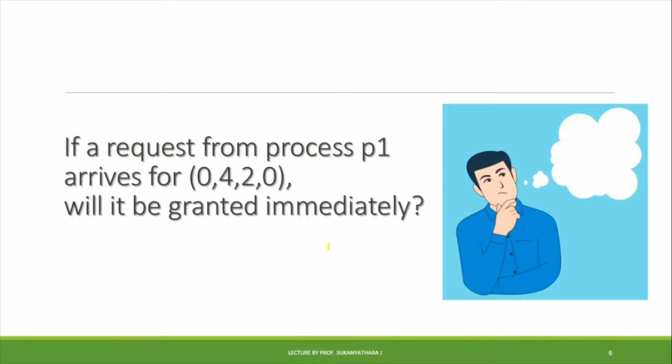We have already learned how to check whether the given state is safe. Now, let us assume that the process P1 is asking a few more resources from the operating system. It is asking for 0, 4, 2, 0 of resource types A, B, C and D respectively.